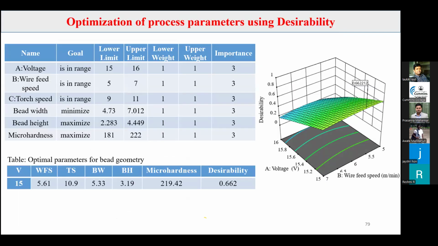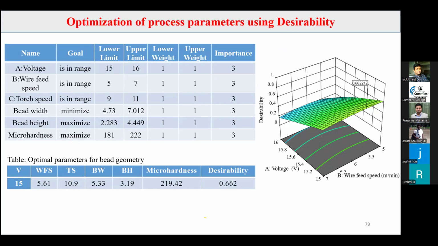Then I have performed optimization of process parameters with the desirability function. So these are my independent parameters, voltage, wire feed speed, and torque speed. These are the responses or dependent parameters, that is bead width, bead height, and micro hardness. So my objective function is to minimize the bead width because I want to deposit a thin wall application, maximize the bead height, and maximize the micro hardness. That was my objective function.